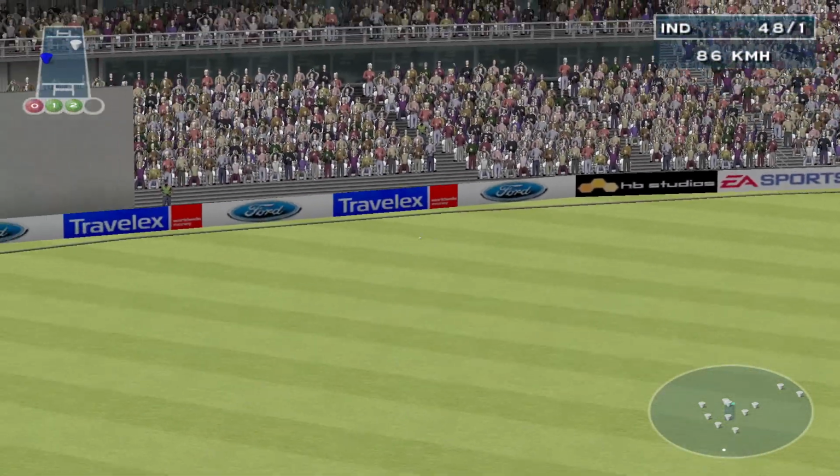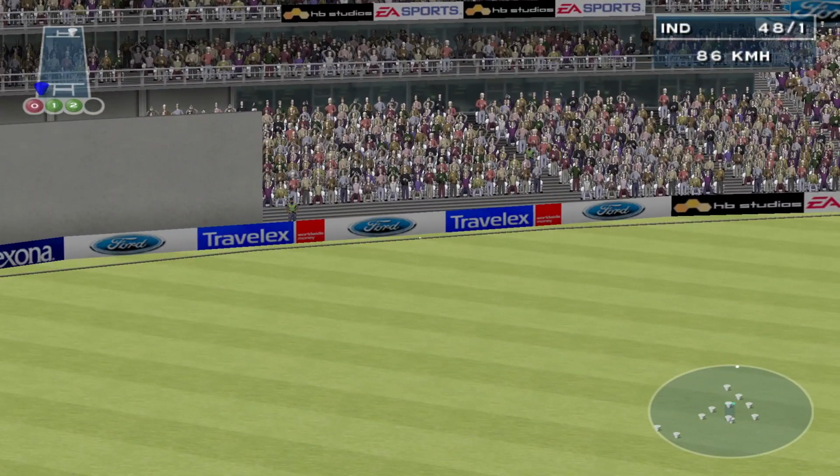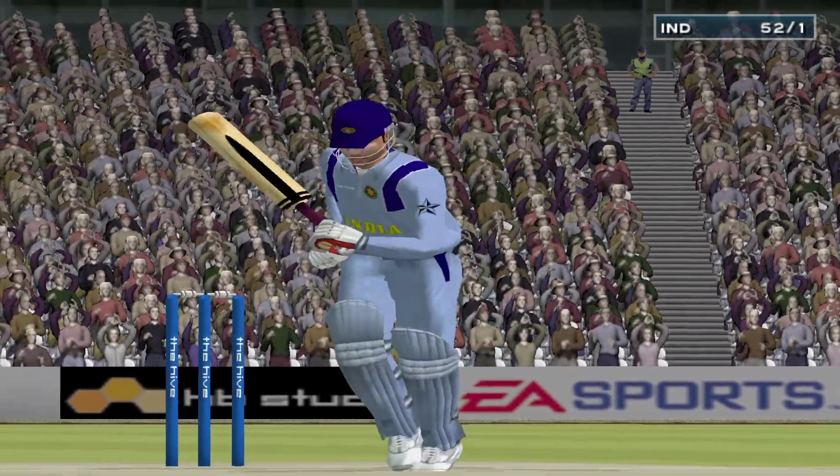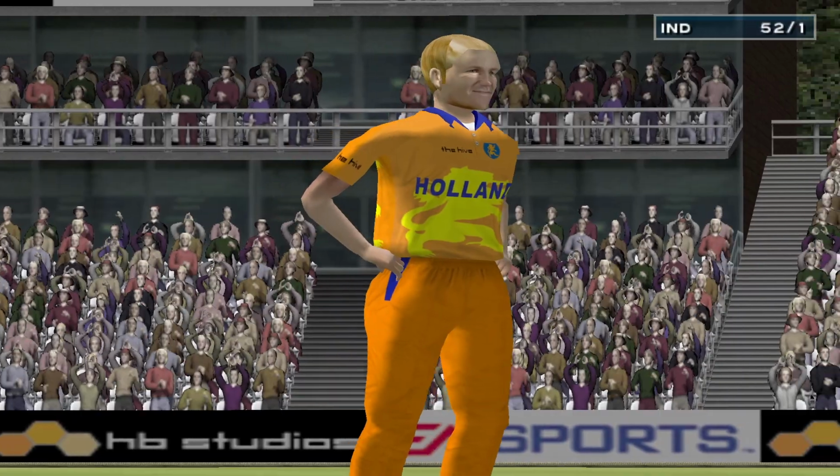The 50 is up for India. India have won a hard-fought contest here. So to sum up then, India win by 9 wickets.